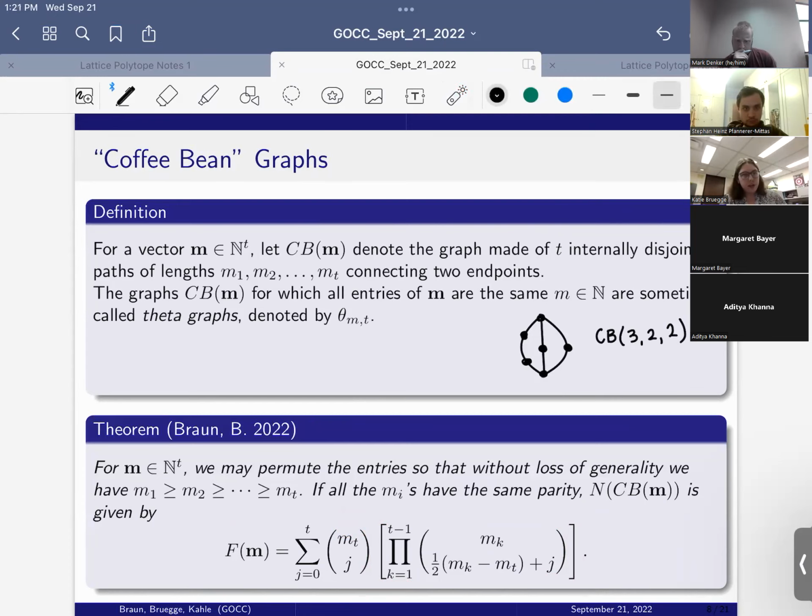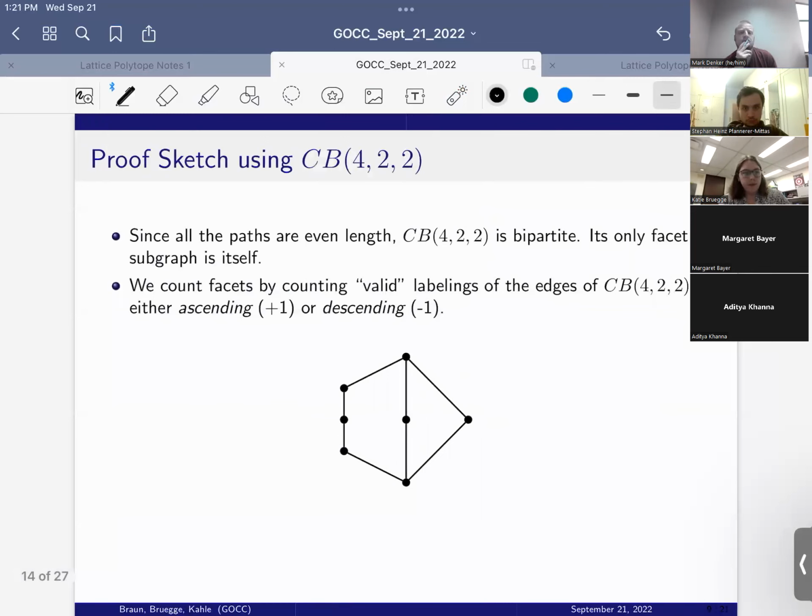So to sketch out the proof of this with a particular example, if we look at CB422, which is given here, the idea of this proof is that when all of the paths are even length or all the paths are odd length, then this graph is bipartite. So its only facet subgraph is going to be itself. If we try to partition the vertices in a different way and make the bipartite subgraph we get from that partition, that thing will be disconnected. So the only facet subgraph of this coffee bean is itself.